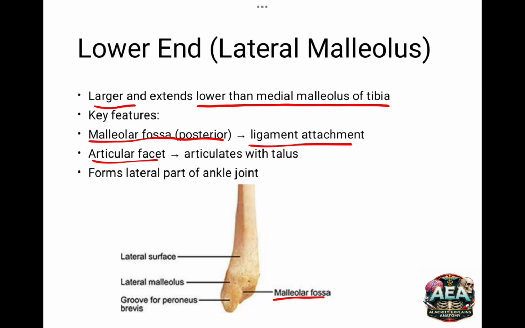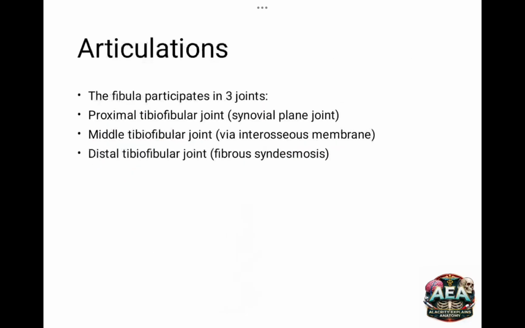We have the articular facet, which allows for attachment of the fibula with the tibia, and inferiorly it articulates with the talus as well. It forms the lateral part of the ankle joint. Remember, we said in our video on the osteology of the tibia that the lower end of the tibia, the lower end of the fibula, as well as the talus together form the ankle joint. So this lower end, which is the lateral malleolus, forms the lateral part of the ankle joint.